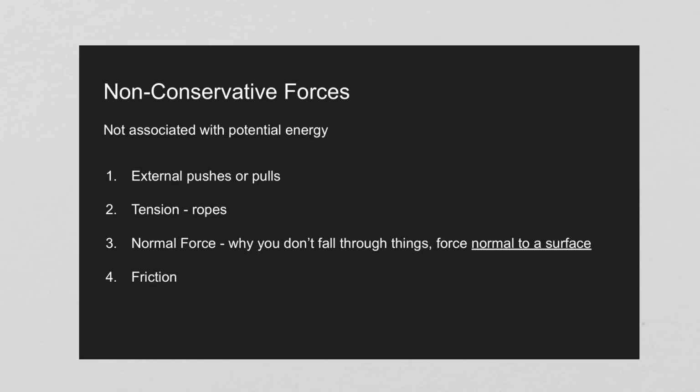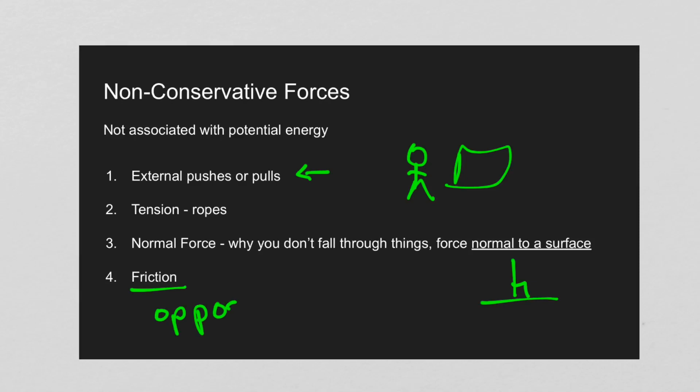Non-conservative forces behave a little differently. They're external pushes or pulls. So if you have a box, you need something external to push it, like a person. Tension in ropes, okay, we talk about ropes, and the normal force. Now when we say normal to a surface, we just mean perpendicular. And then friction, which is always opposite the direction of motion. So friction opposes the motion of the object. We'll talk more about that in a little bit.